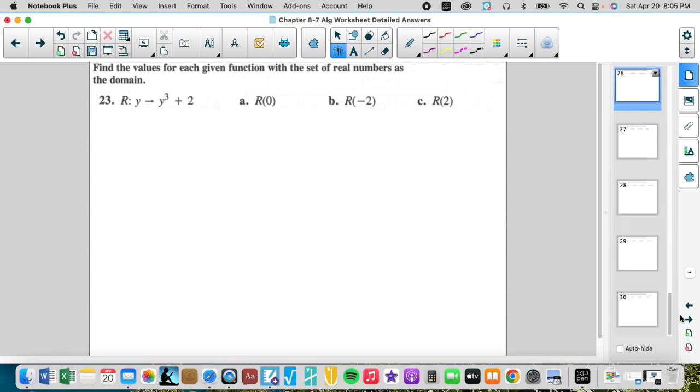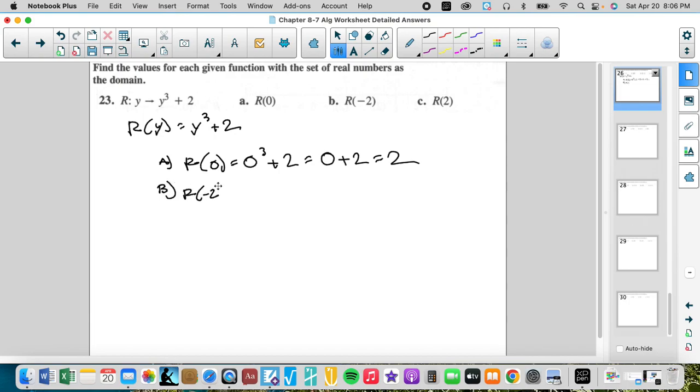Yes, 1, 2, 3, 4, 5 more. So we would write that as r of y equals y cubed plus 2. So r of 0 equals 0 cubed plus 2. 0 cubed is 0, plus 2 is 2.